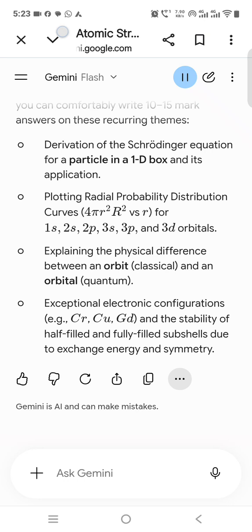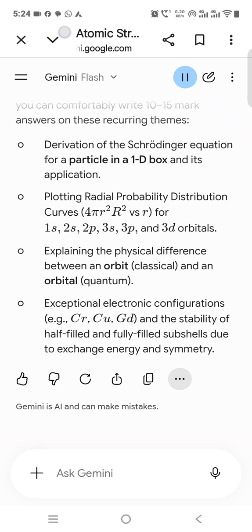5. Radial and angular wave functions. For a hydrogen-like atom, because of spherical symmetry, the wave function ψ(x, y, z) is converted into spherical polar coordinates ψ(r, θ, φ), and split into two independent parts. Radial wave function R(r) depends only on the distance r from the nucleus. It determines the size and radial nodes of the orbital. Angular wave function Y(θ, φ) depends on the angles θ and φ. It determines the shape and directional orientation of the orbital.